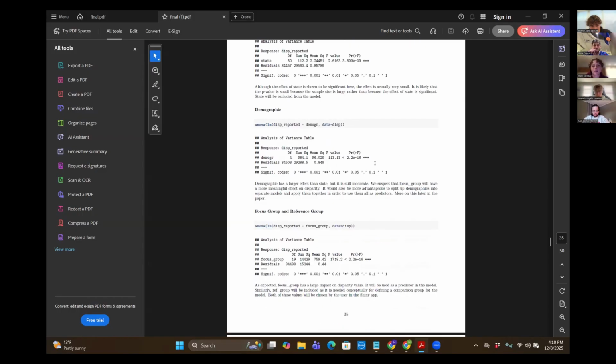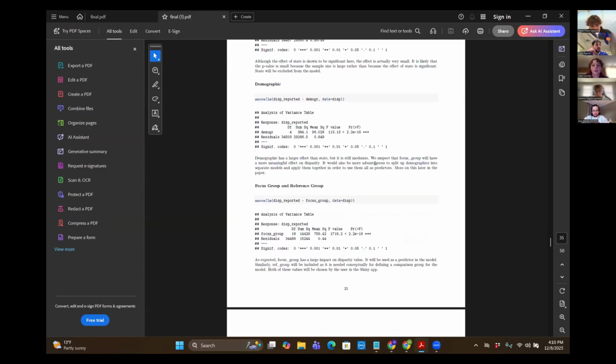So I cast out state from this model as well because it's just a little too complicated and not enough effect. Demographic, the effect is a little bit bigger here, but still not extreme. It's very moderate. I suspect that focus group will be more meaningful. It's also advantageous to split up demographic because we want to use all the demographics in the model, but I'll talk about that a little bit later.